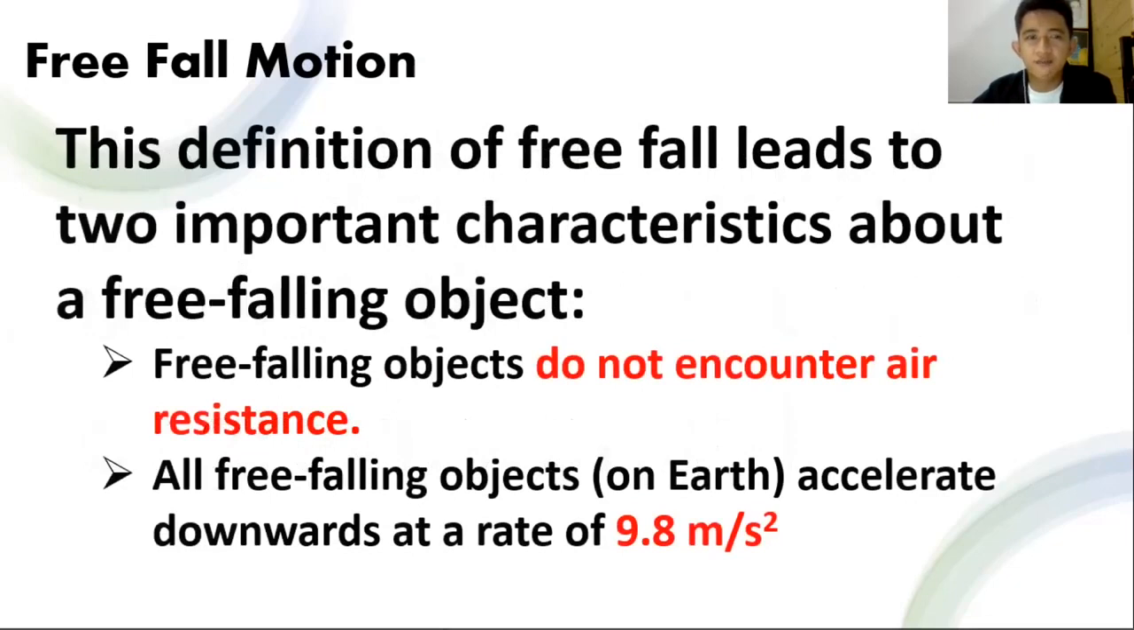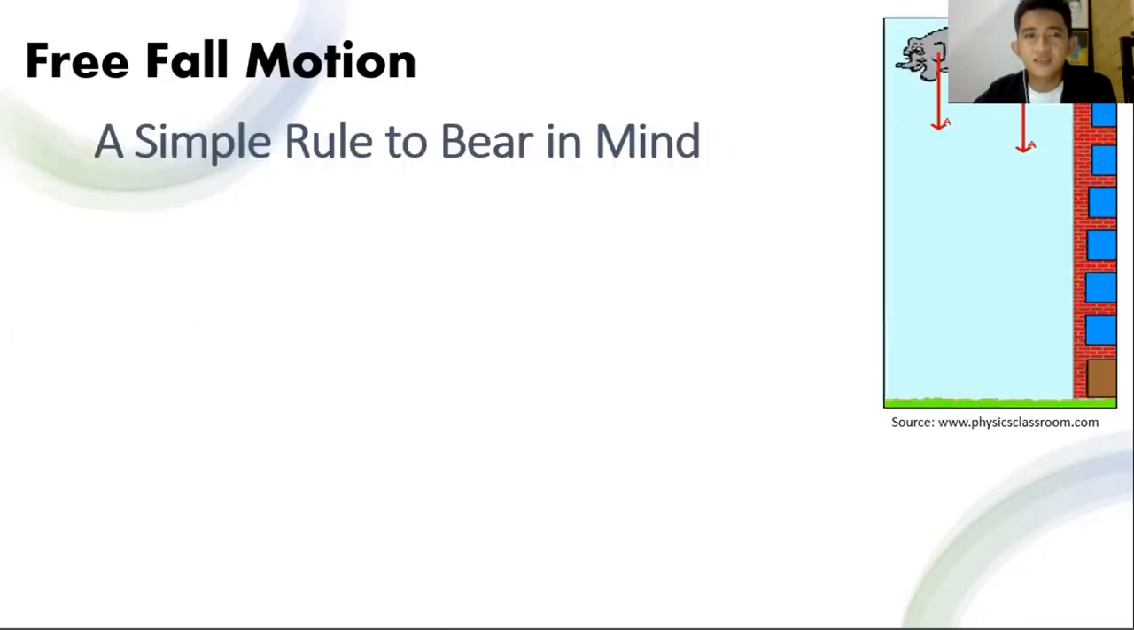This definition of free fall leads us to two important characteristics about a free falling object. Number one, free falling objects do not encounter air resistance. And number two, all free falling objects on Earth, as our frame of reference, accelerate downwards at a rate of 9.8 meters per second squared. A little rule to bear in mind.